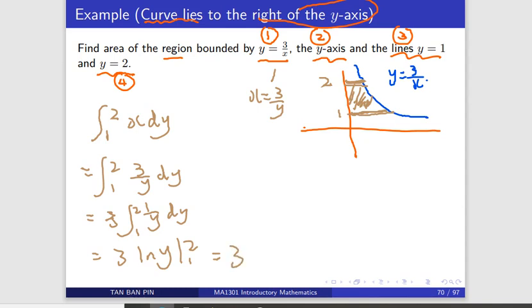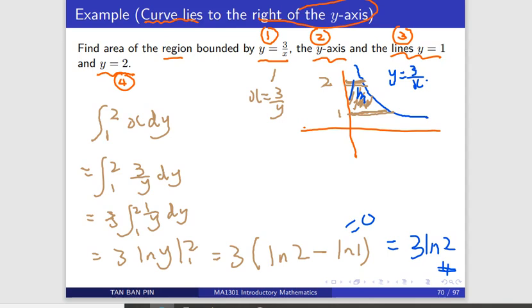So it's 3 bracket ln 2 minus ln 1. And ln 1 happens to be 0. So the answer is just 3 ln 2. So you just need to sketch the region and then you can find the answer.